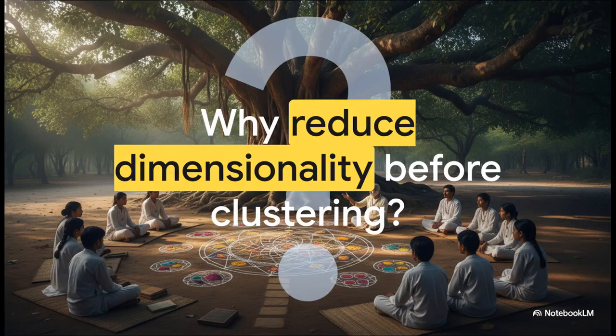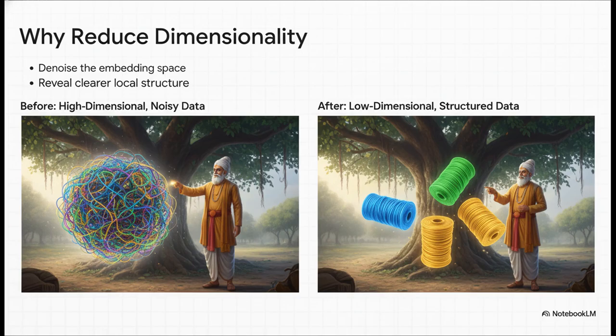Now, a sharp interviewer might throw you a curveball here. They might say, the embeddings are already numbers, right? So why add this extra step of reducing their dimensionality? What does that really get you? And this is such a great question because the answer shows a deeper level of understanding. Reducing dimensionality isn't just about making the algorithm run faster. It's about improving the quality of our discovery. It helps denoise the data, which makes the underlying patterns pop.